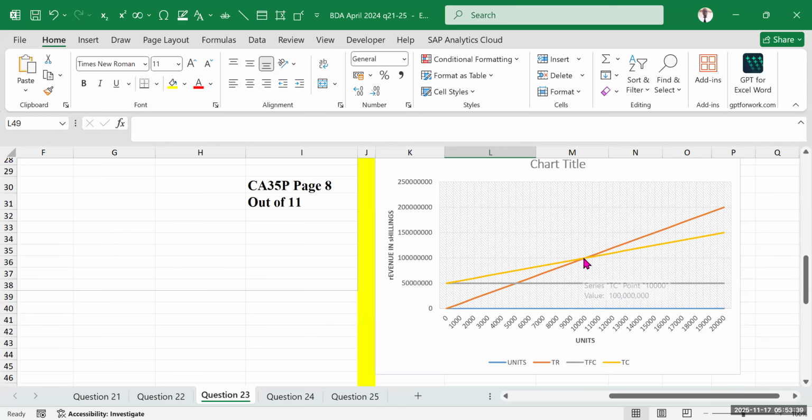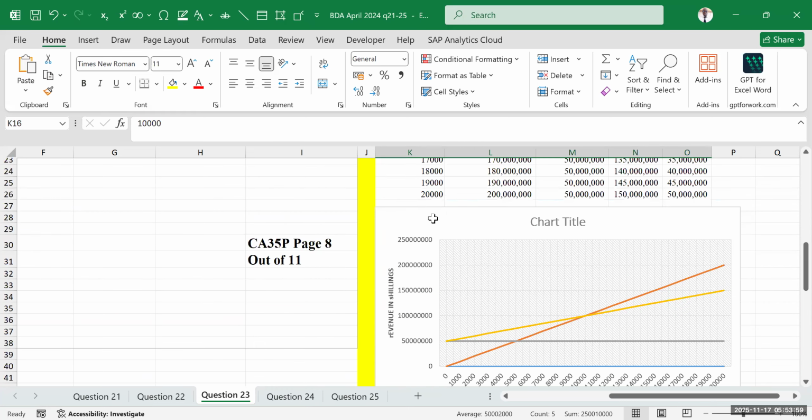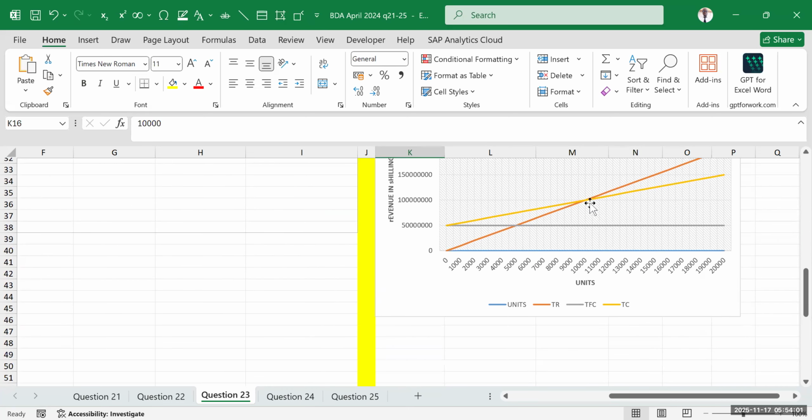And we can see at the point of intersection, when the value is 100 million, that is when the revenue and the cost are at 100 million, you see the number of units is 10,000. The number of units is 10,000. And we also have confirmed using our formula there that that is the break-even point in units. So we are showing the units using a graph. That's what the examiner wants.